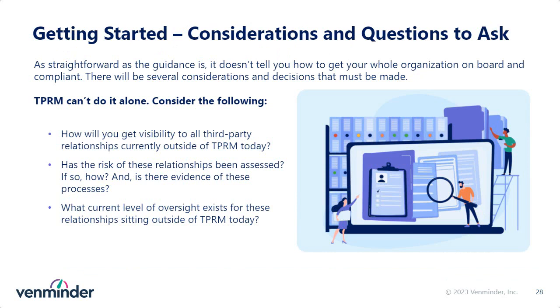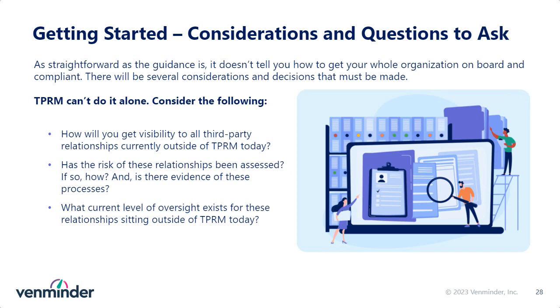All right, so the guidance is pretty straightforward, but it does not tell you how to get your whole organization to comply. Let's be real, this is a big project. Third-party risk management cannot do it alone. I mean, here are some of the things to think about. First of all, how are we going to get visibility into all those business relationships that have previously sat outside that third-party risk management purview, right?